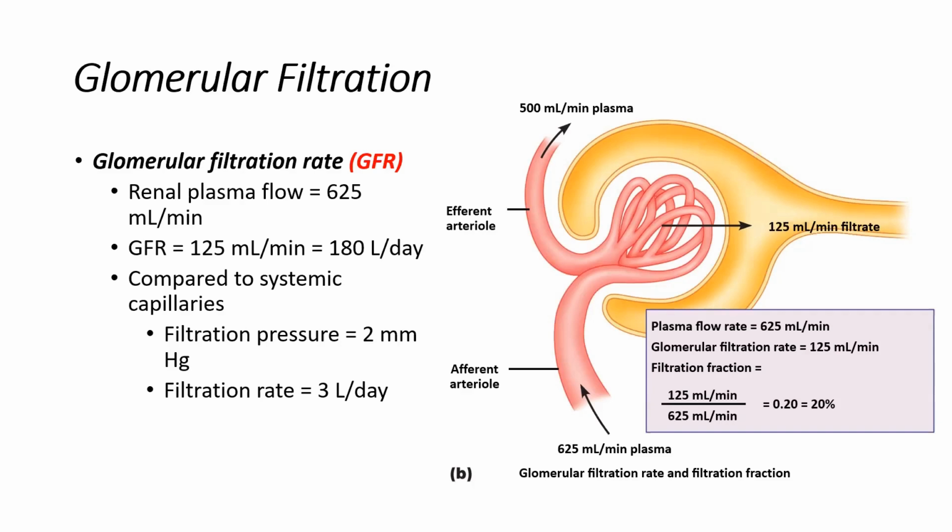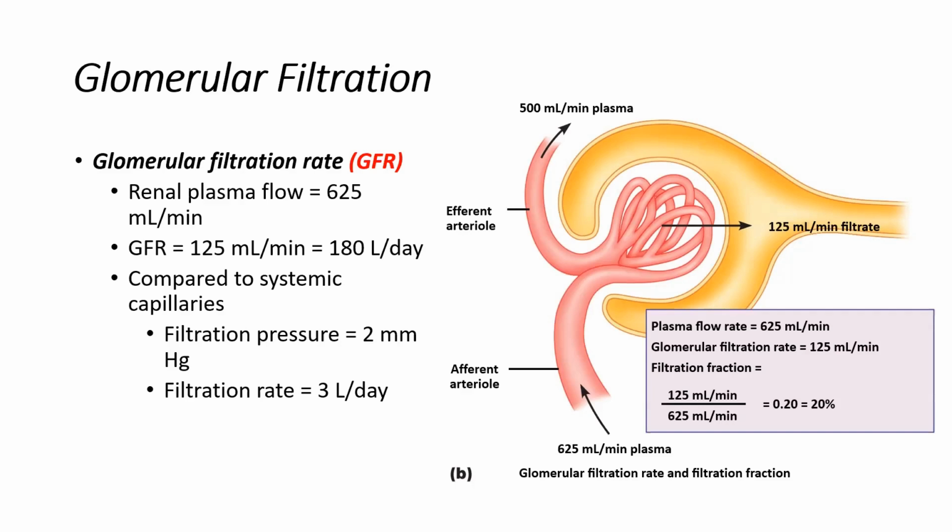And if we compare that to what's happening in the systemic capillaries, it's much, much higher. In the systemic capillaries, we had a filtration pressure of about 2 millimeters of mercury, whereas we just calculated out that across the glomerulus, our filtration pressure is about 16 millimeters of mercury. So a lot more force that's thrusting this plasma across our glomerular capillary, our filtration membrane.